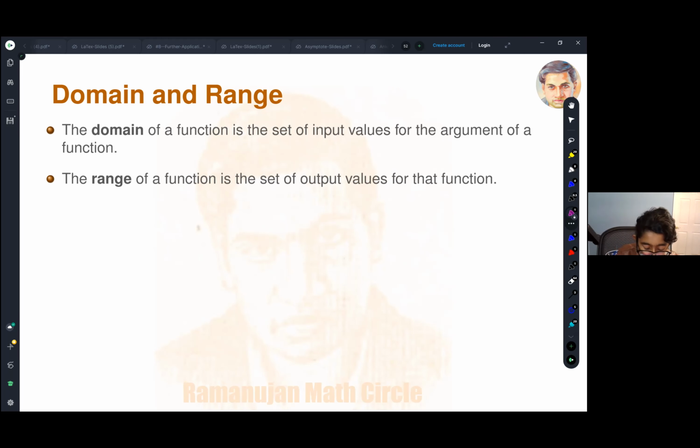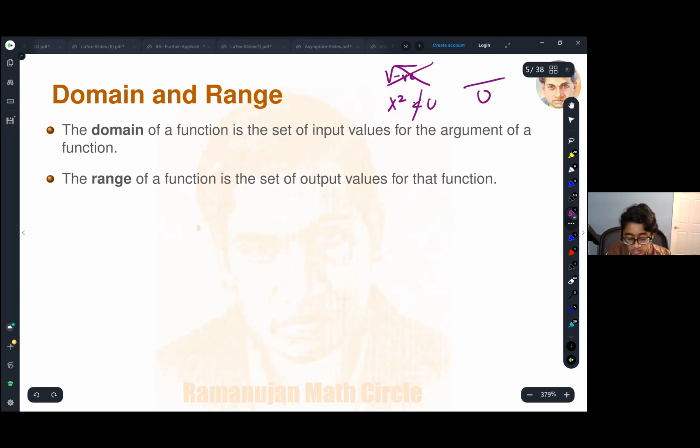So right off the bat, let's think about this. You know how we have a lot of rules, like you can't square root a negative number? That's not allowed. A square of something can't be negative. That's a rule. There's a lot of rules like that. And obviously you can't divide by 0. That's not allowed. So these rules come in handy when you're figuring out domain and range.